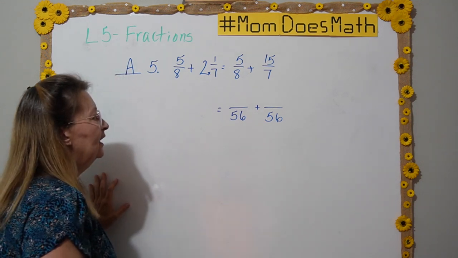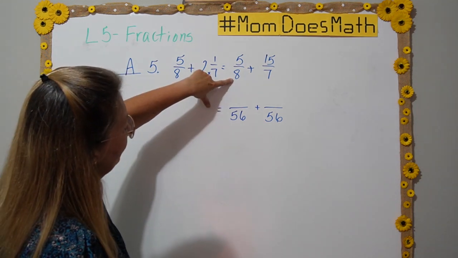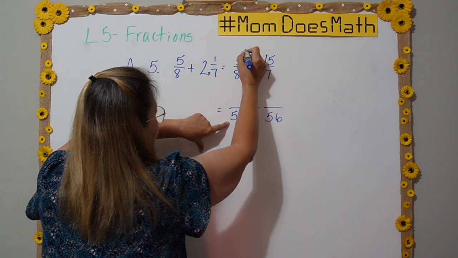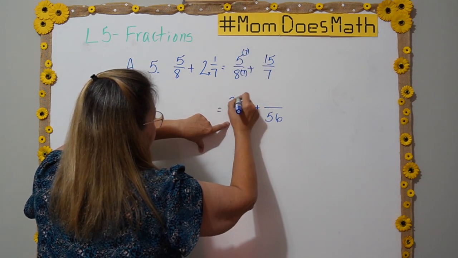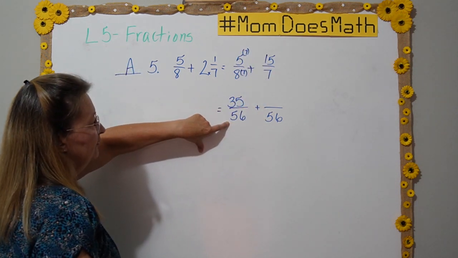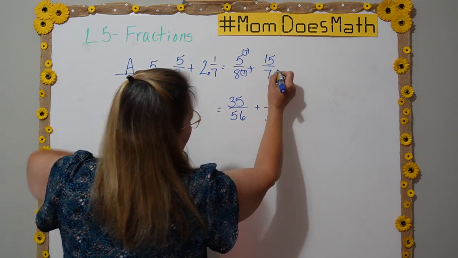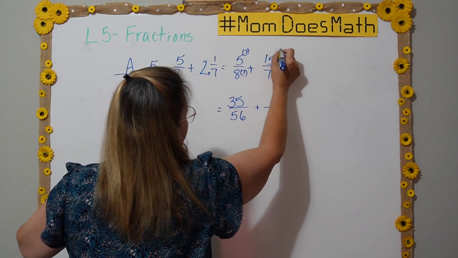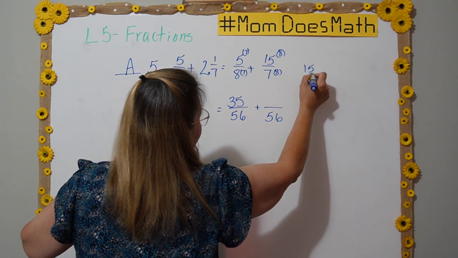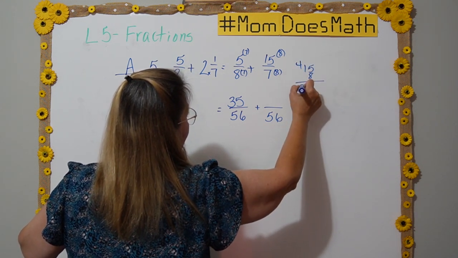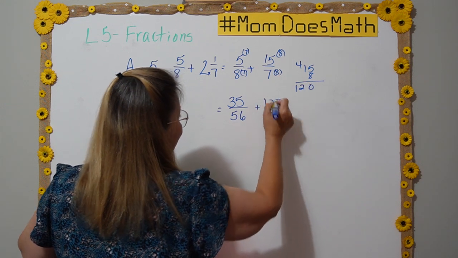and go with it. What did you multiply the 8 by to get the new denominator? Well, you multiplied it by 7, so you got to multiply the top by 7, so that gives you 35. What did you multiply 7 by to get 56? Well, you multiplied it by 8, so you got to multiply the top by 8, and I'm going to have to do that out. 8, 9, 10, 11, 12, that's 120.